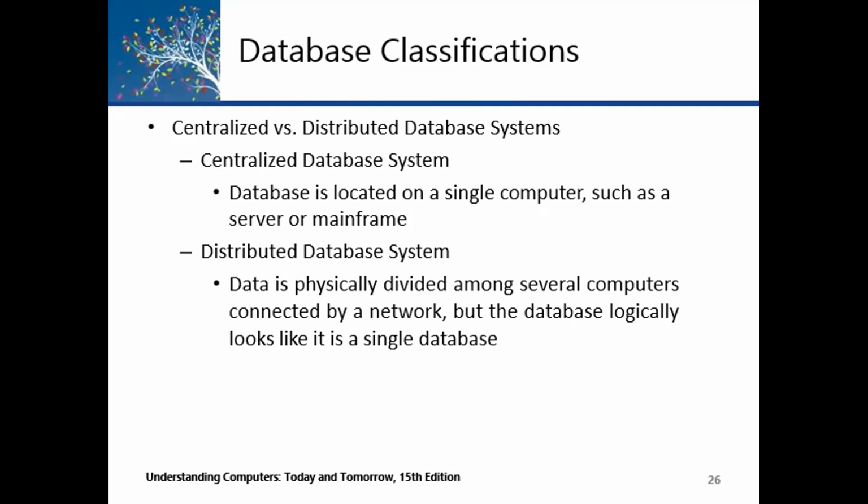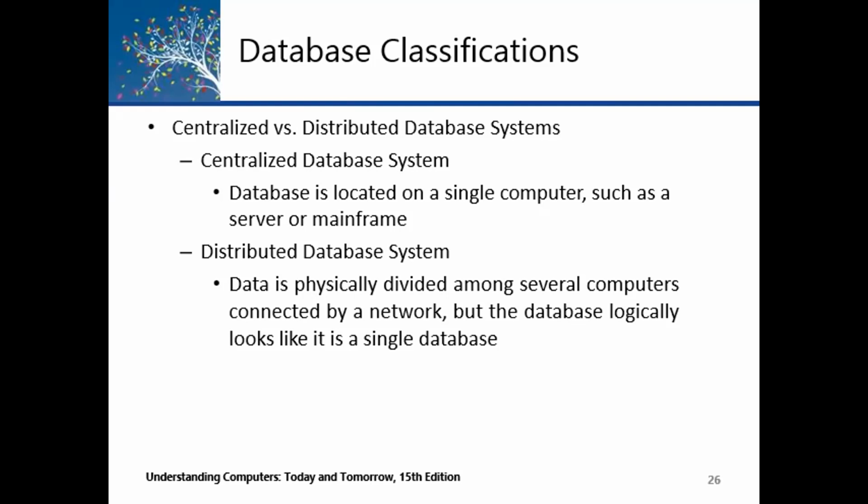Distributed database system: data is physically divided among several computers connected by a network, but the database logically looks like a single database. Distributed database system is very much useful because in your head office, data are available, and the same data are available in another server, I mean, in another database engine. So what is the use of it? Once the data is lost in a particular server, we can get the same data in another server.